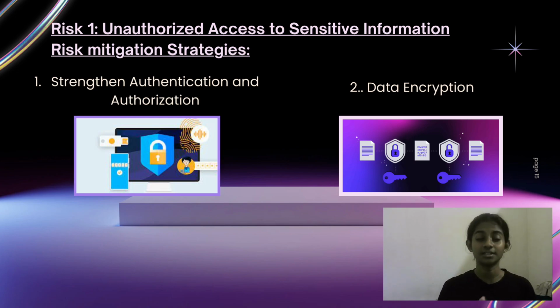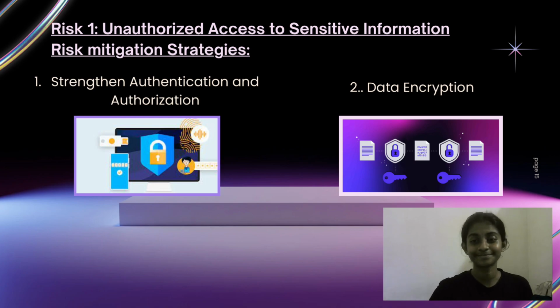The second one is data encryption. Data encryption is a security method that transforms readable data in plain text into an unreadable format, which is ciphertext. It will encrypt all sensitive information at rest and in transit in order to protect it even if unauthorized access occurs.